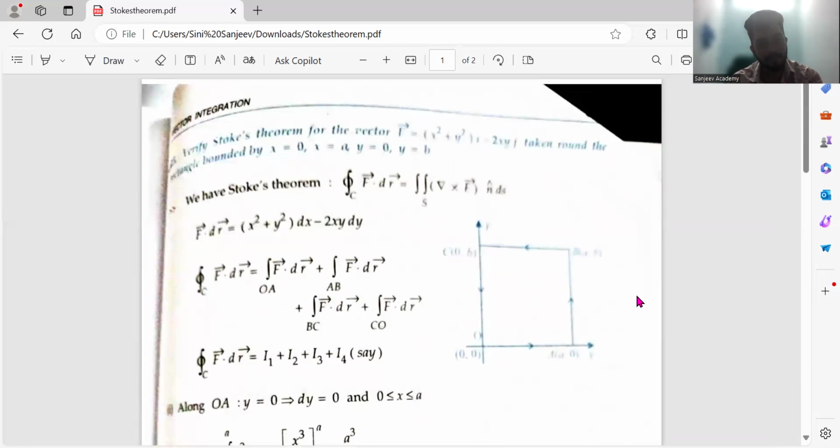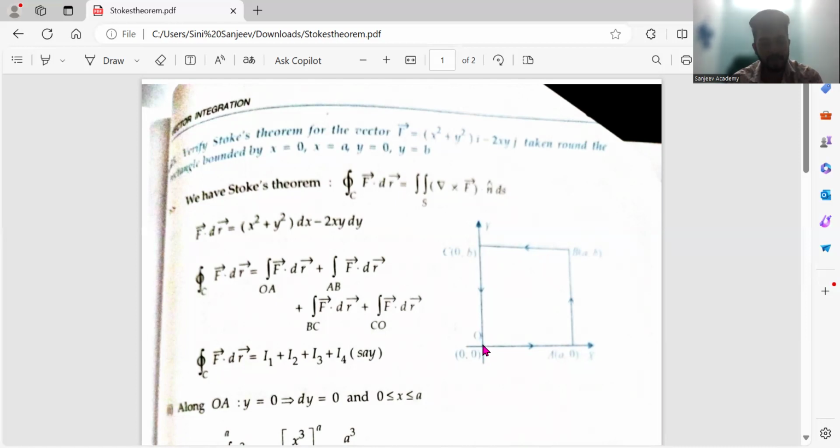Once you get this, then do the LHS, the integral of F dot dr, this line integral. This line integral means this line: you can see OA plus AB plus BC plus CO. It is in the anti-clockwise direction.